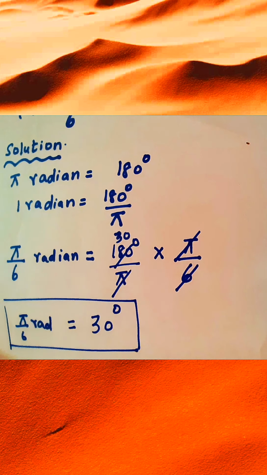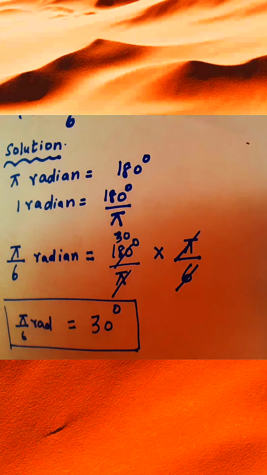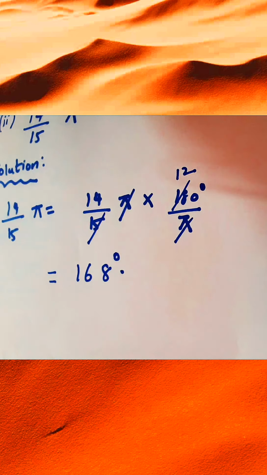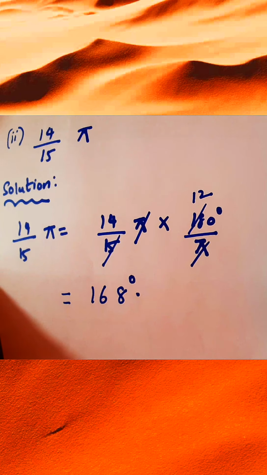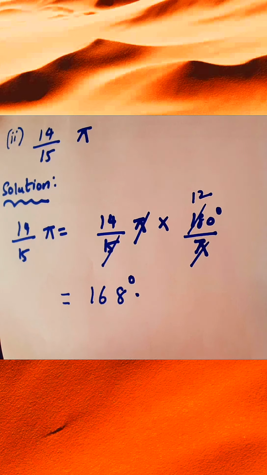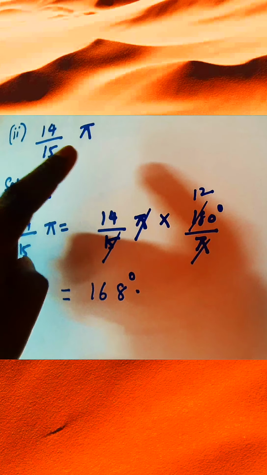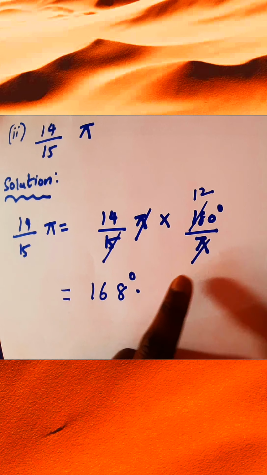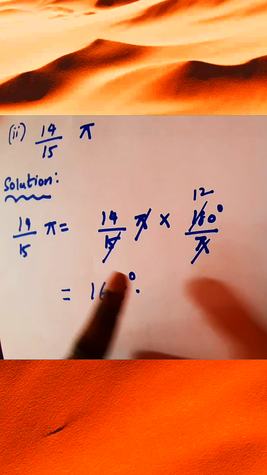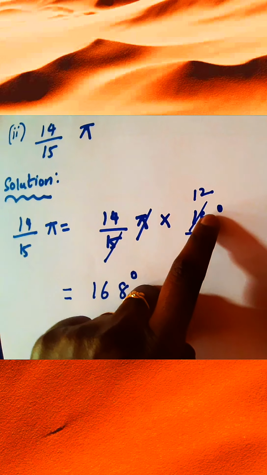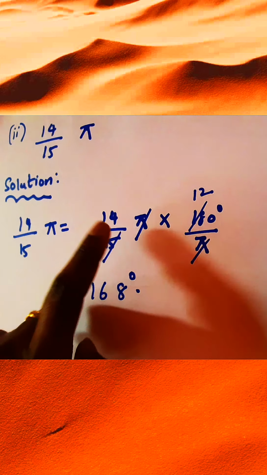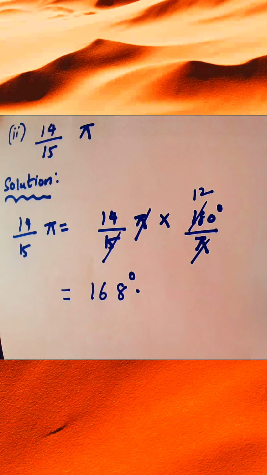Am I right? Similarly, we also solved one more problem. We converted 14 by 15 pi into degrees. The same procedure we did: 14 by 15 pi multiplied by 180 degree divided by pi. Pi will get cancelled. Then 1 15s are 15, 12 15s are 180. 14 into 12 will give you 168 degree. These are the two problems we solved, and I asked you to solve some more problems from your textbook.